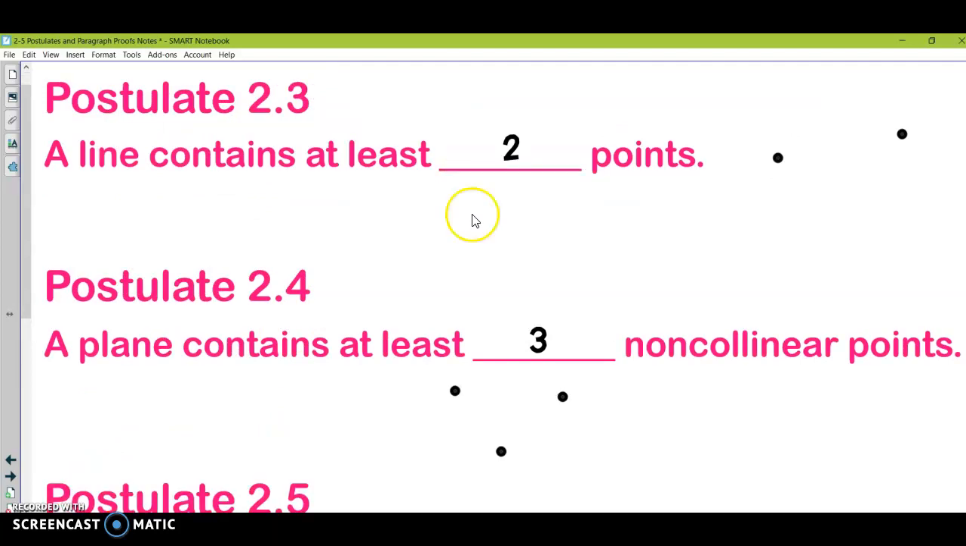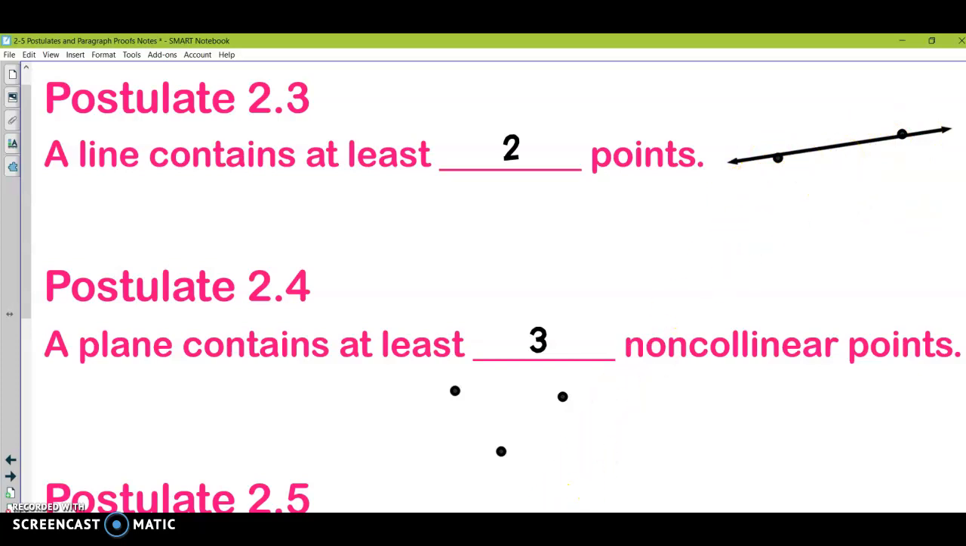So then we can go back to say, well, if we only need 2 points to make a line, then a line has to have at least 2 points on it. So if I drew that line through those points, we can see that there are infinitely many points there, but we know it has to have a minimum of 2.